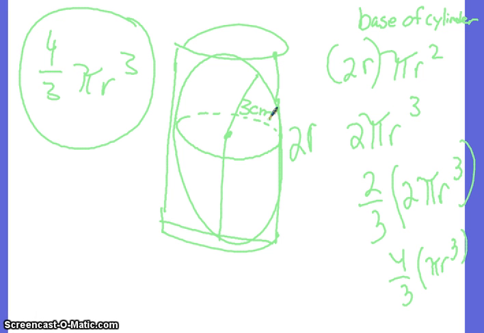36 times 3.14. Almost there. 3.14 because pi. 113.04 cubic centimeters. Very good. Okay? Not too hard if you know the formula, is it?